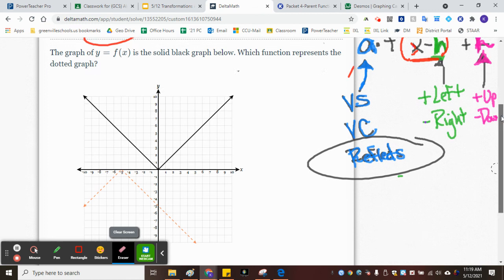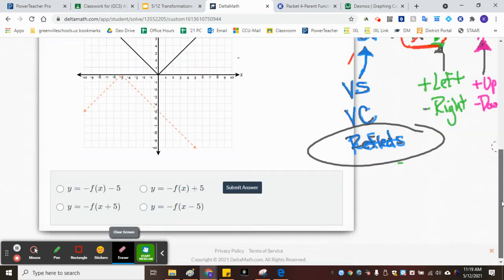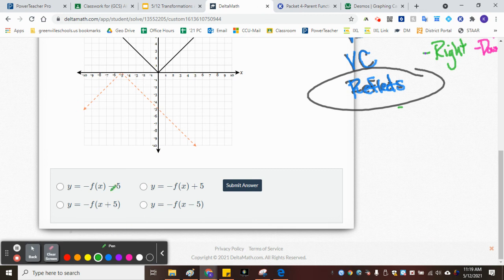Right 5 is inside my function. Right is negative, so I have to have a negative 5. So it can't be this one. Negative 5 has to be inside my function, so it has to be that one. This is outside. This would move it down 5. These can't be graphed in Desmos. These you just have to know.